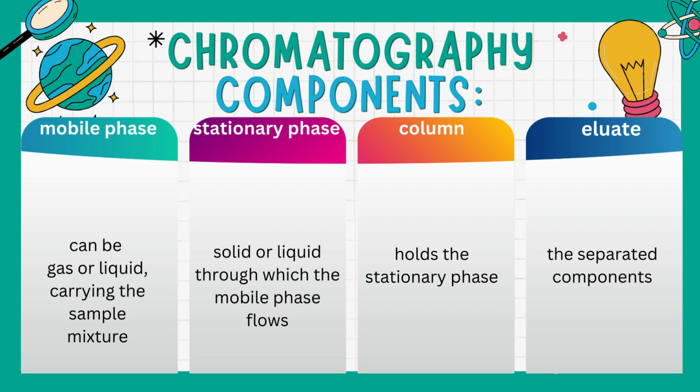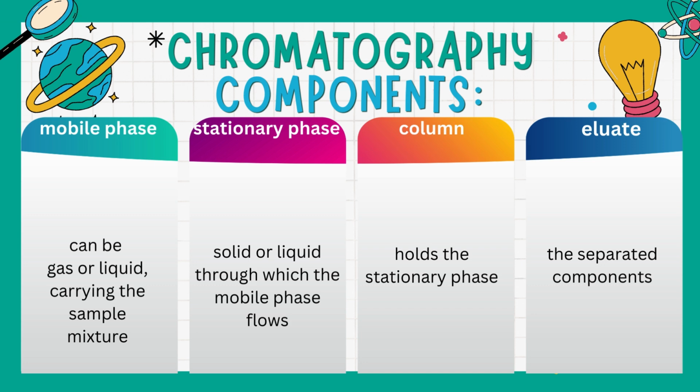It's the container, or we can also say it serves as the tube that holds the stationary phase. In most chromatographic techniques, the sample and the mobile phase are passed through the column, and it is in the column where separation occurs based on the interaction between the sample components and the stationary phase. Sorry guys, I'm really having a cough.